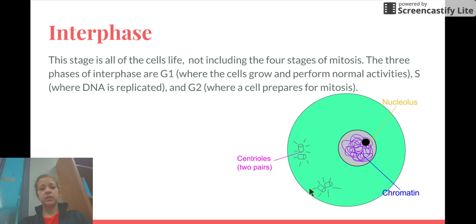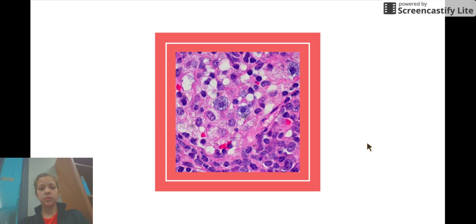Interphase. This stage is all of the cell's life, not including the 4 stages of mitosis. The 3 phases of interphase are G1, where the cells grow and perform normal activities, S, where the DNA is replicated, and G2, where a cell prepares for mitosis. Right here you can see the centrioles and the chromatin that are inside the nucleus and the nucleolus. Here's a real life picture.